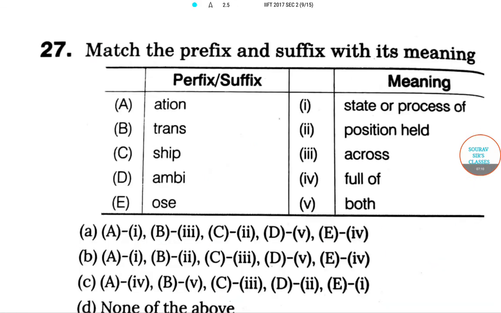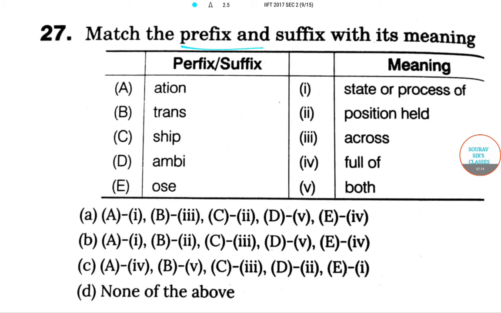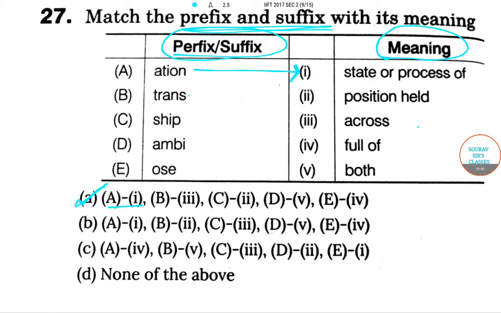Okay, so here is our next question, and in this question we have to match the prefix and the suffix with its meaning. So on one side we are given some prefix and suffix, and on the other side we are given the meaning, and we have to match this side with this side. So now here option A is the correct answer. That is A with 1, that is Asian, this is with state or process. B with 3, that is across. Trans, that means across. C is with 2, that is ship, means position held. D with 5, that is ambi. Ambi means both. And the last one E means full of.